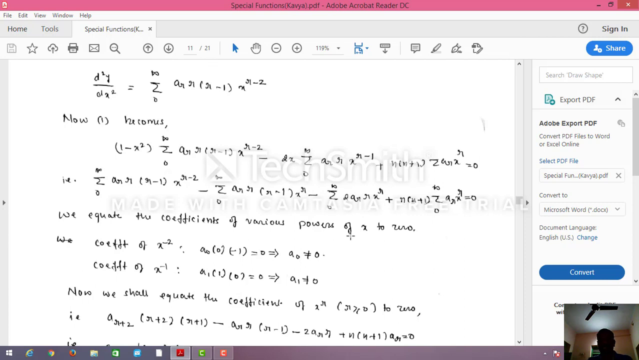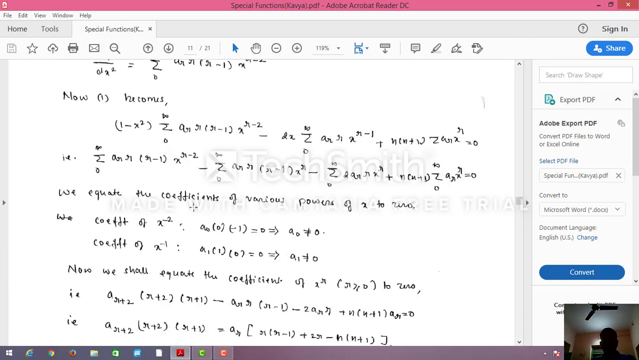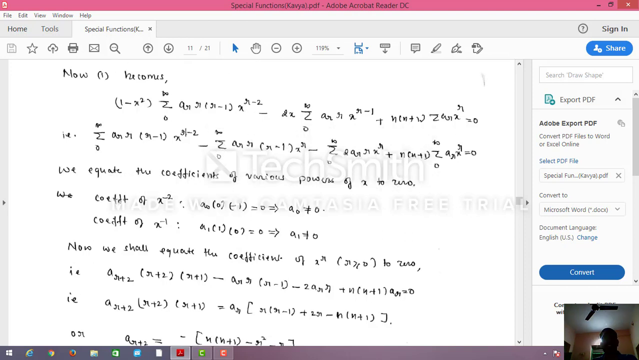Now, in this expression, I am going to equate the coefficient of x power r. If you equate the coefficient of x power r, the first term has x power r minus 2. To get x power r, I replace r by r plus 2 in the first term. If you replace r by r plus 2, what will come?